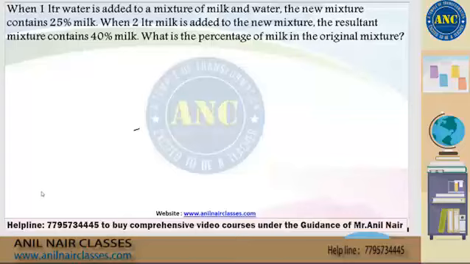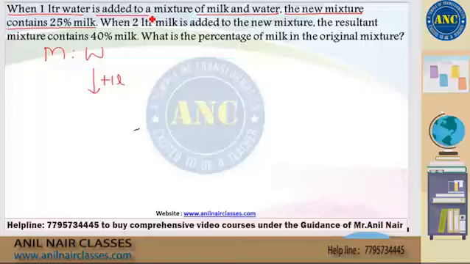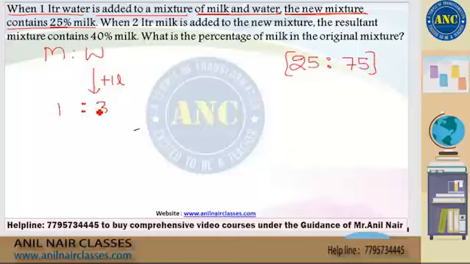When 1 liter of water is added to a mixture of milk and water, the new mixture contains 25% milk. That means initially there was some milk and water, and I added 1 liter of water to it. 25% is milk, so the remaining 75% should be water. That means milk and water in the new mixture is 25:75, which is nothing but 1:3.